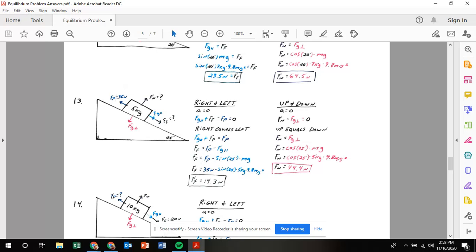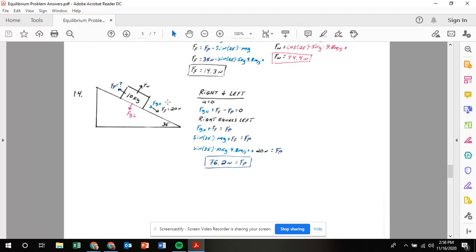We know the force of push is 35. That's right here. Gravity parallel is sine of 25 times the mass 5 times 9.8. Plug that into your calculator and you know the friction has to be 14.3 newtons. Up still equals down, so normal still equals gravity perpendicular. So normal equals gravity perpendicular here. And gravity perpendicular is still the cosine of 25 times 5 times 9.8, which is 44.4 newtons.